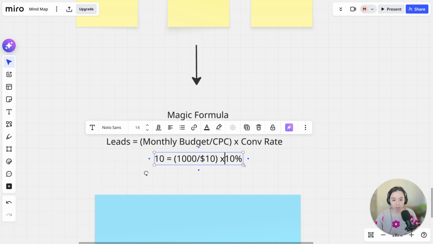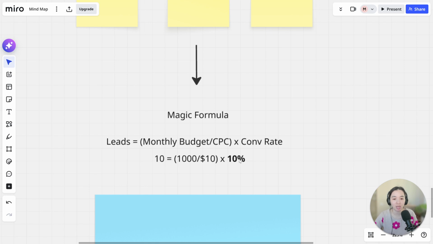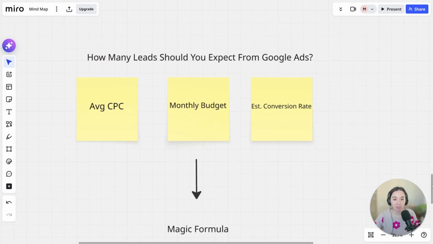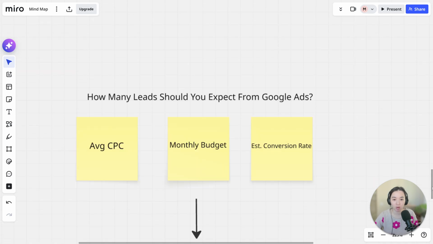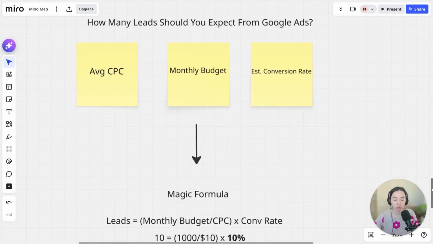This is going to be the biggest factor that could throw you up or down, right? If you don't have a good converting landing page, this number is going to be significantly lower. So that's why when you're doing your estimate, be as conservative as possible. Don't assume that you're going to be at 10% if you don't have a professional helping you or if you're not using conversion rate optimization best practices. Probably want to estimate more on the lower end.